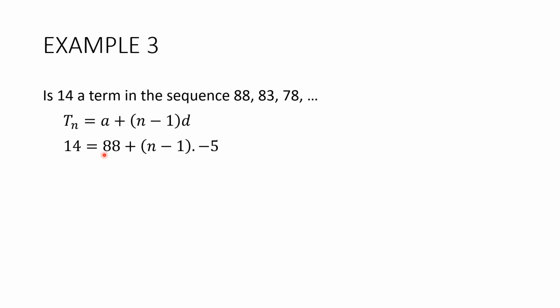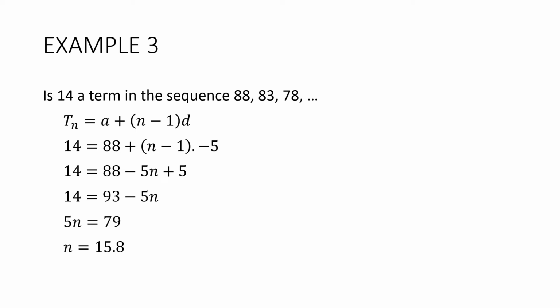So A is 88, D is -5. So 14 is equal to 88 plus n minus 1 multiplied by -5. Expand these brackets. And collecting like terms, we've got 14 is equal to 93, take away 5n. And so 5n is equal to 79. Divide through by 5, n is equal to 15.8. So no, 14 is not a term of the sequence.